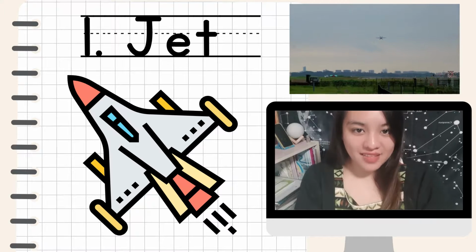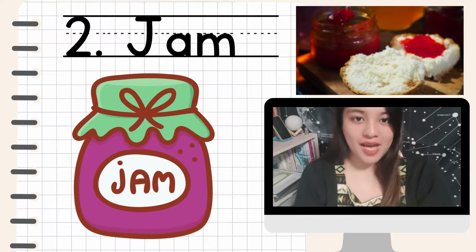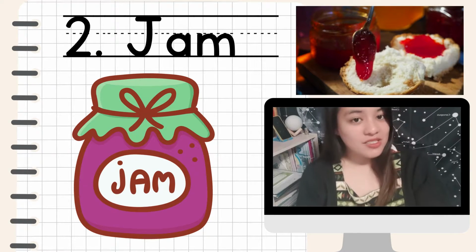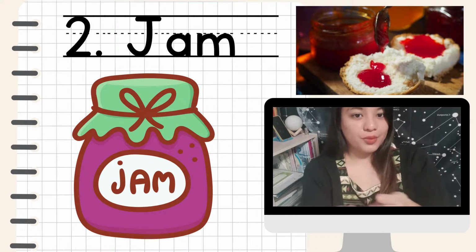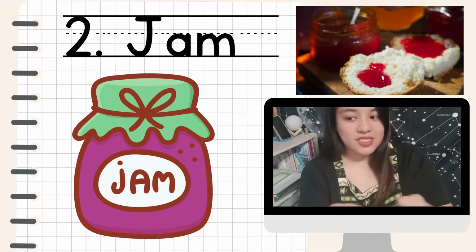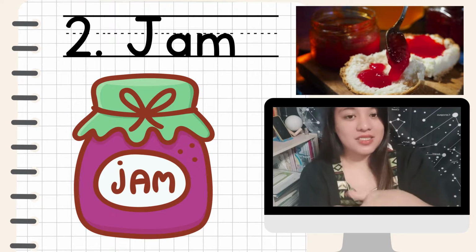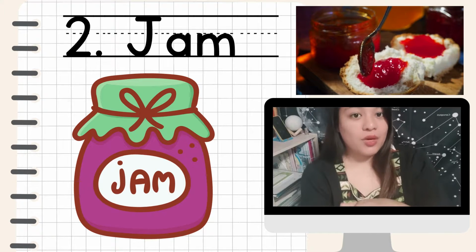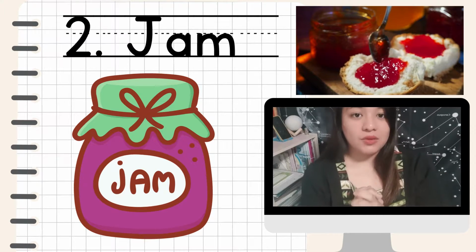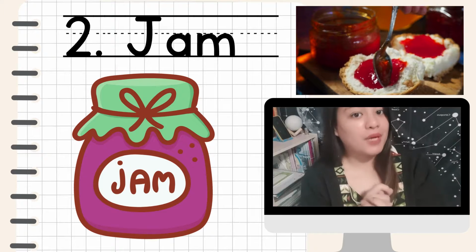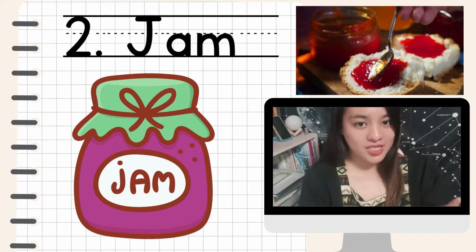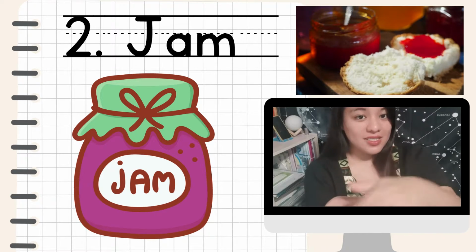Next is jam. Jam is what you put in your bread. J, j, jam. We have strawberry jam, blueberry jam, pineapple jam, orange jam. J, j, jam.